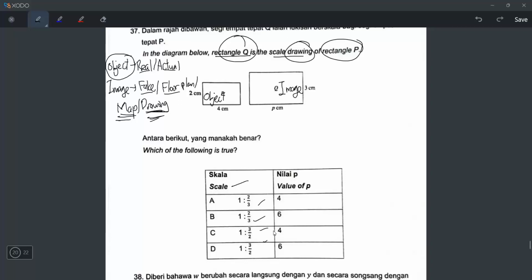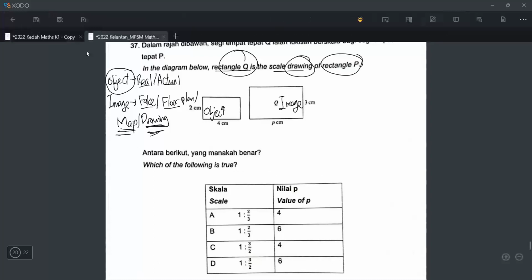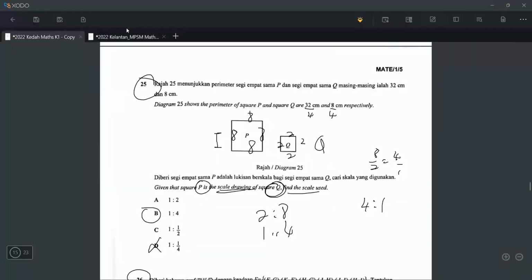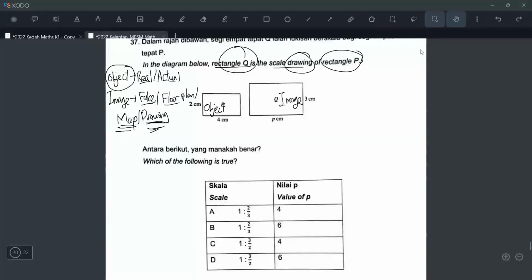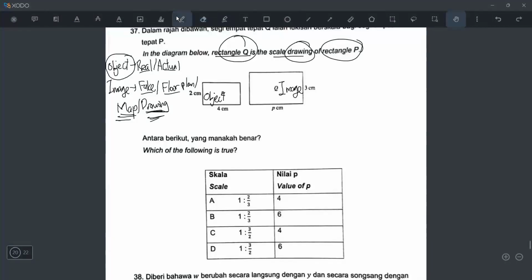So they want to find the scale. I really strongly recommend you watch my Kedah explanation, because I explain very detailed in the Kedah video in question 25. And I really recommend you watch it if you have trouble with this question. So the formula I will use is this: K equals to I/O. That's the formula for scale factor.